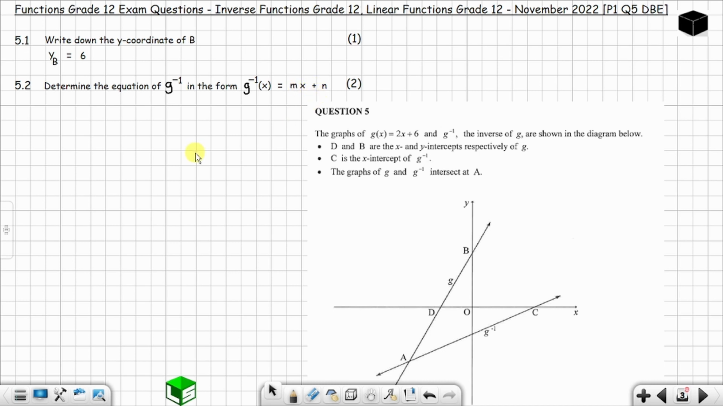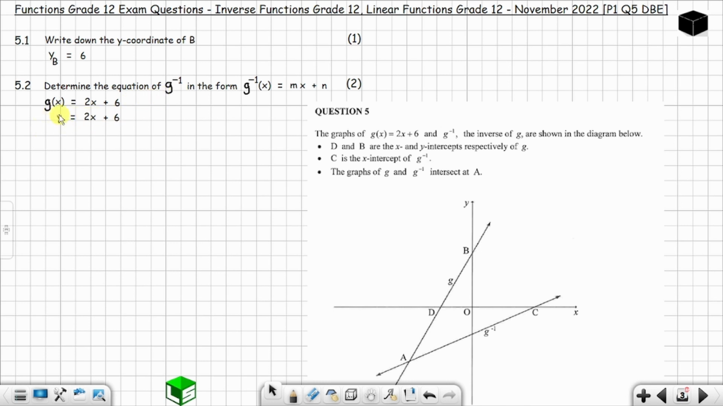You are given g of x is equal to 2x plus 6. Now the question is to determine the inverse of g. Let's change g of x to y first. So y is equal to 2x plus 6. Now from this, you have to exchange your x and y. This is what you do whenever you want to get the inverse of a function, or of an equation: you exchange your x and y.